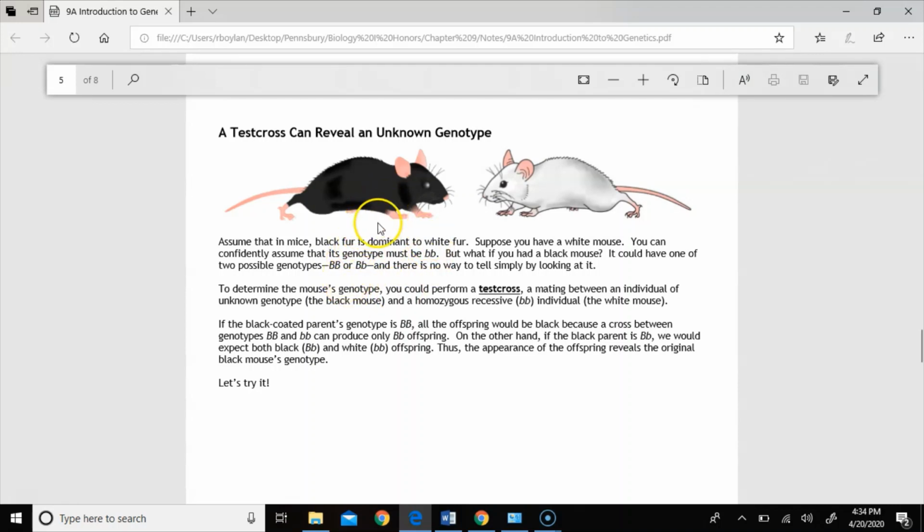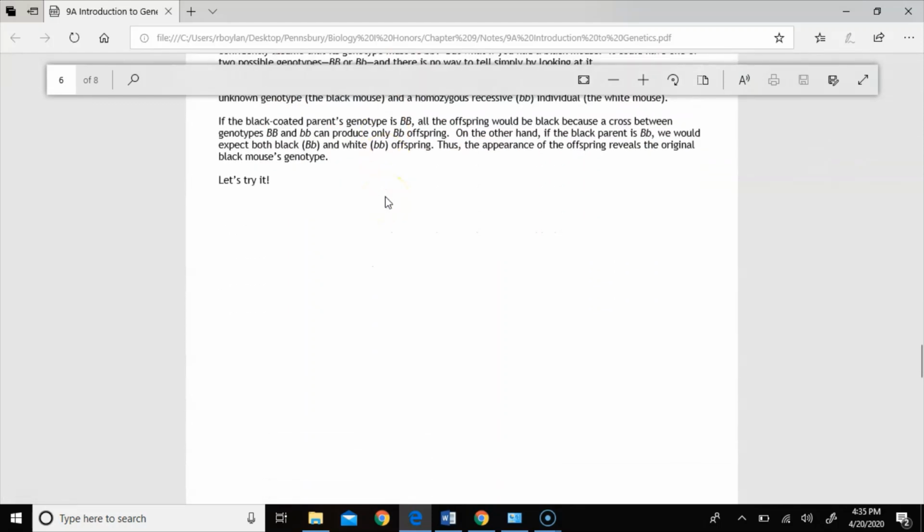Well, think, if he was big B big B, it doesn't matter. All the kids are going to be black, because he has no choice. He has to put big B in his sperm, and she has to give little b in her eggs. So big B big B would only produce black mice. But what if he was big B, little b? Now half of his sperm would have the big B and half of them would have the little b. And if he gave the little b to half of his kids, theoretically, then she gives little b, and you could end up with white. So if you see any white offspring, you know that he was a heterozygote. All right, let's try it out here.